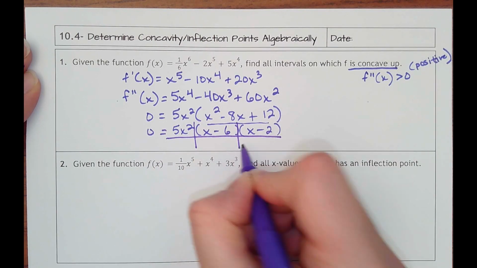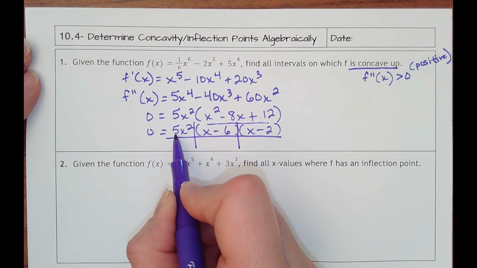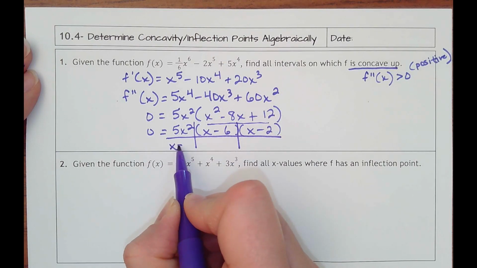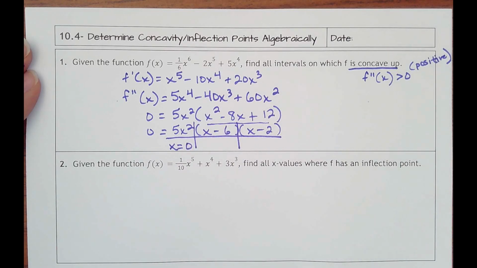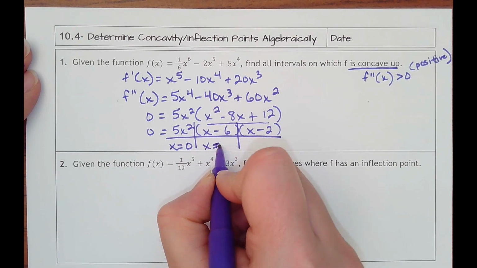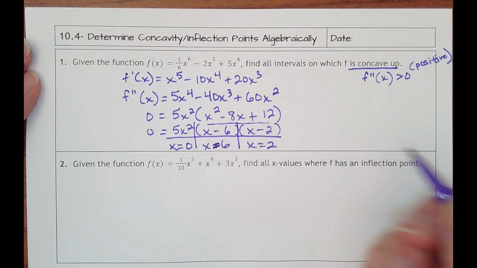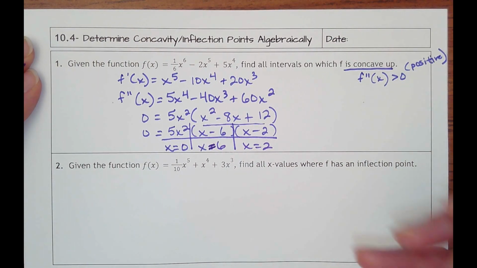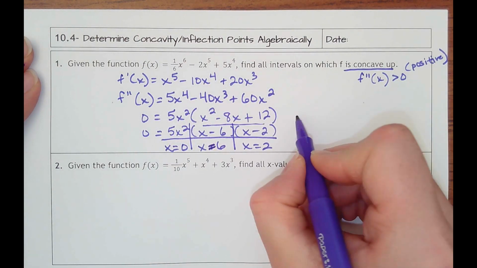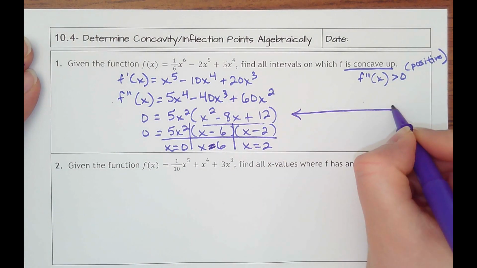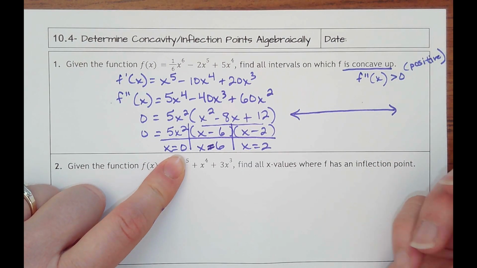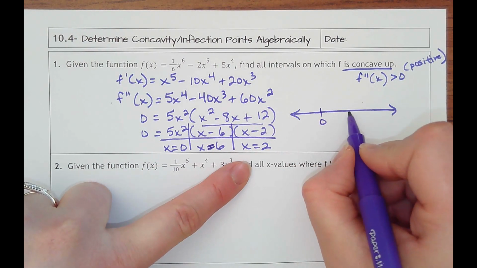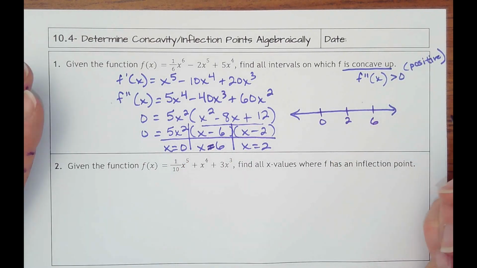So then my critical points come from each factor. Anytime I have a monomial set equal to 0, I'm going to get 0, because dividing 0 by 5 is 0, and squaring 0 is 0. This gets x equals 6, and this is x equals 2. Then I want to make a sign chart, and since this is a polynomial with no domain restriction, I'm going to put arrows on each end because it goes left and right forever. Negative infinity, positive infinity. I'm going to put my critical points on here in order, least to greatest, so I'll have my 0, my 2, and my 6.